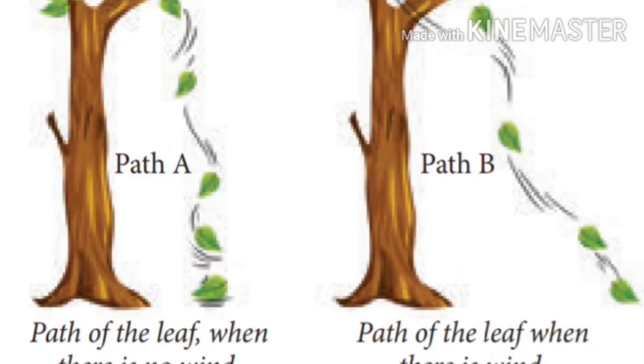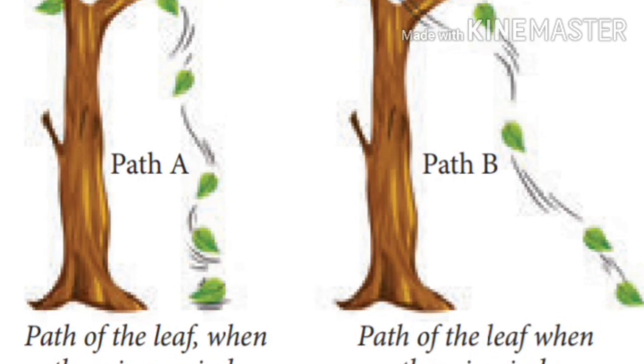Similarly, look at this picture. The leaf fell down in two cases. Here, in the first case, the path of the leaf when there is no wind, and in the second case, the path of the leaf when there is wind. Listen, in which path will the leaf reach the ground first? From this you know which path of the leaf will reach first. Yes, the leaf will reach first when there is no wind.